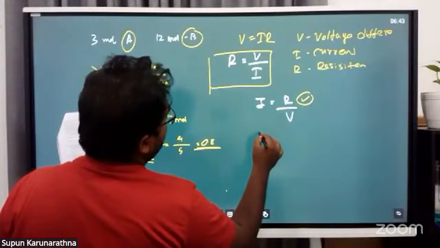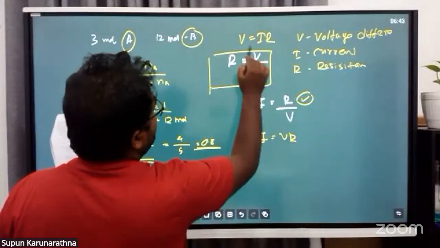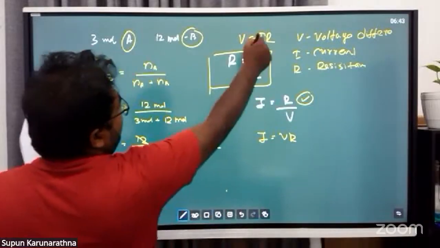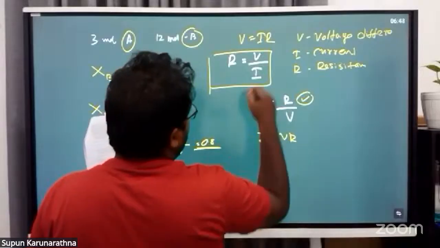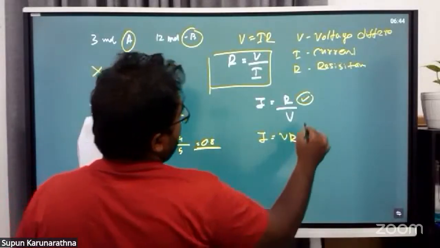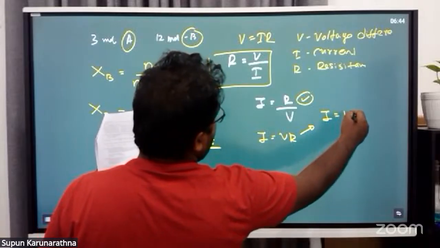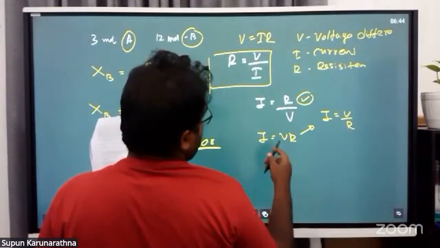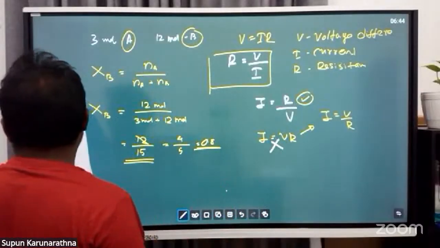I equals VR. Look, I equals VR cannot happen. If you make I the subject, then the correct equation should be I equals V over R. So therefore, the second one is wrong.